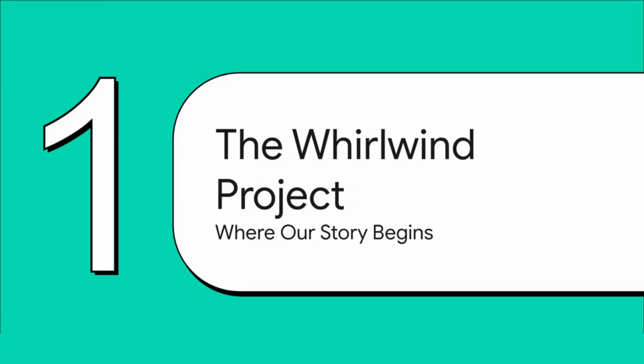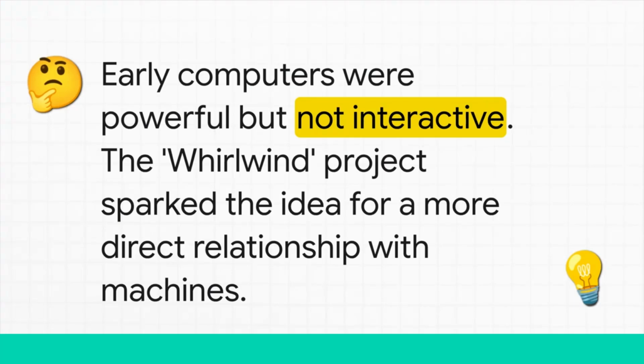Okay, so our story kicks off way back in the 1950s. We're at MIT's Lincoln Laboratory, and there's this enormous computer project happening called Whirlwind. Now, you've got to understand, computers back then were basically just giant, room-sized calculators. They were incredibly powerful for crunching numbers, but getting information in or out was a super slow, clunky process. You couldn't just interact with them.